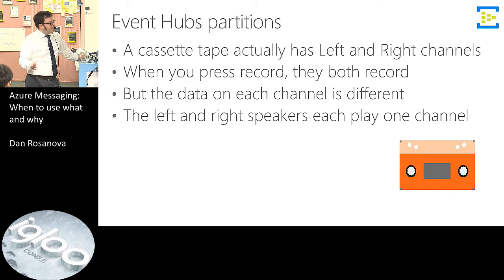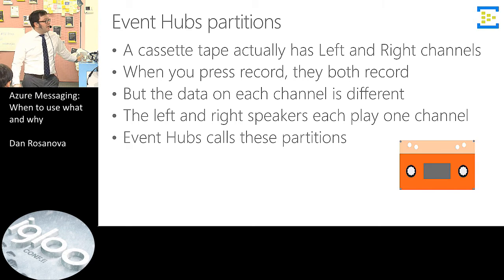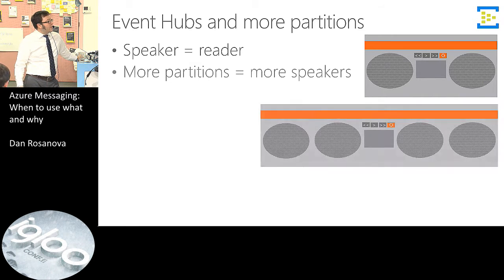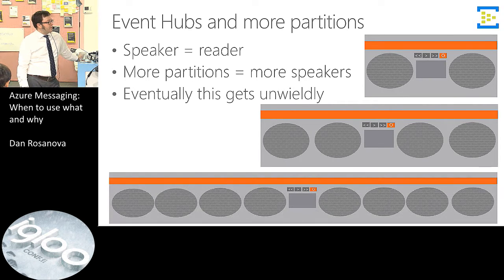And if you look at one of these, the left and right speakers on a boombox are there because they're playing two different channels of data. We call these partitions. So if you just think about what channels are on audio, it's the same thing as partitions in Event Hub. And you could think about a speaker as being like a reader, right? So to play back, you need a speaker. So you typically see this thing on the right. We can give you more partitions. You can have lots of partitions in Event Hubs, and you get more and more speakers.